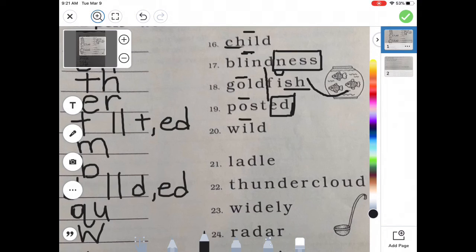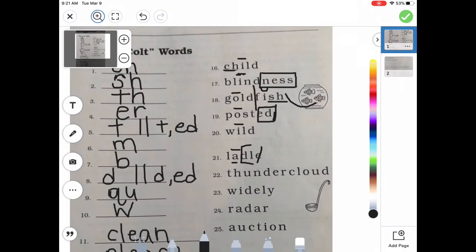All right, down here on number 21, what do you notice about that word? Ooh, it has final syllable, D-L-E. So let's bracket it off. My E is going to be silent. And then look here, my A is right in front of a wall, so it doesn't have anything behind it, so it's going to be long. So I have ladle, ladle. And a ladle is the spoon that you use in the kitchen.